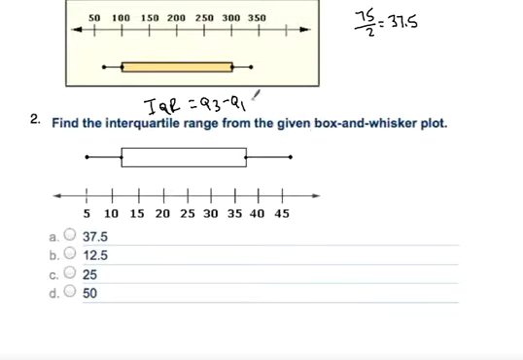So we'll round it to 38. Q1 would be somewhere between 10 and 15, but it looks like it's closer to 10 to me, so let's call it 11. 38 minus 11 gives us 27. But remember, we were just estimating where the numbers could be, so we want to go with something that's closest to 27. So C, 25, would be your answer.